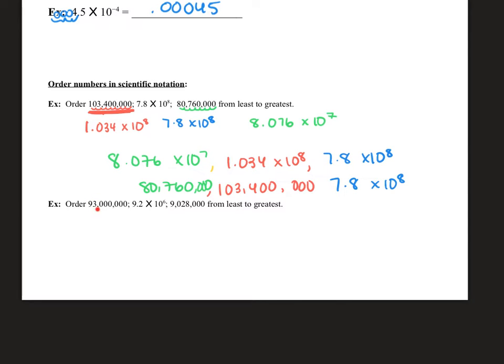Try this example. You've got 93 million, 9.2 times 10 to the 6th, and then 9,028,000. Pause the video, press play when you're ready to check your answers.